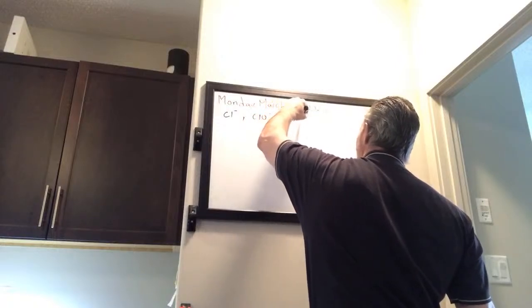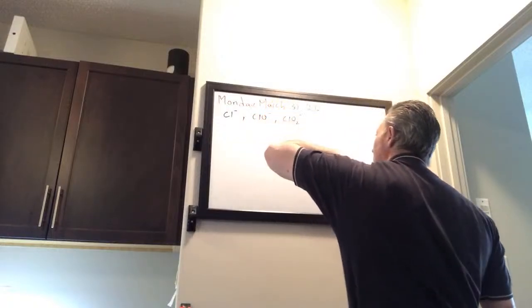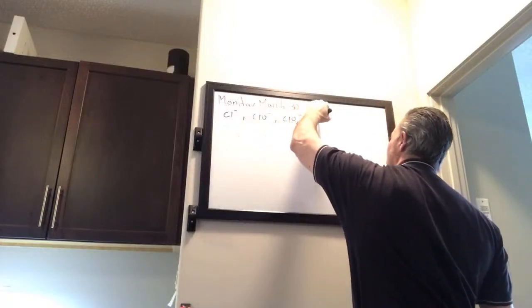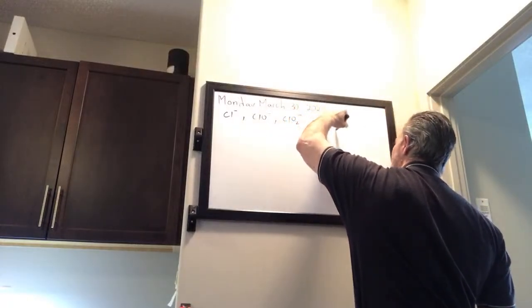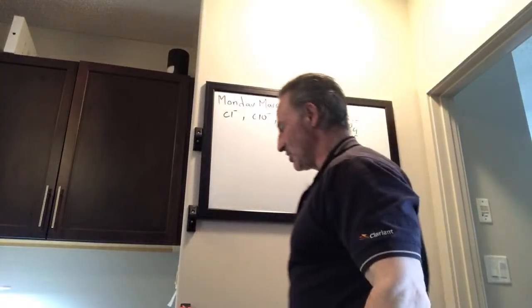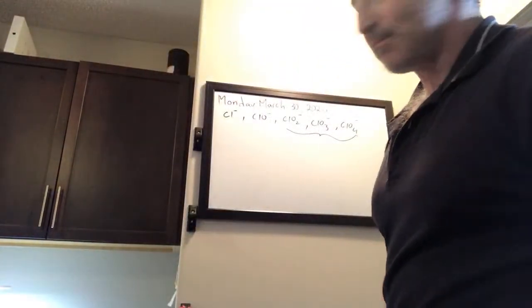But we have hypochlorite, chlorite, chlorate, and perchlorate. So we'll focus on these three because they actually have some geometry that's going to be interesting. Let's start with perchlorate.